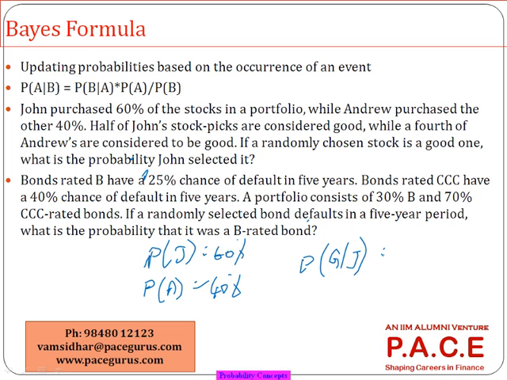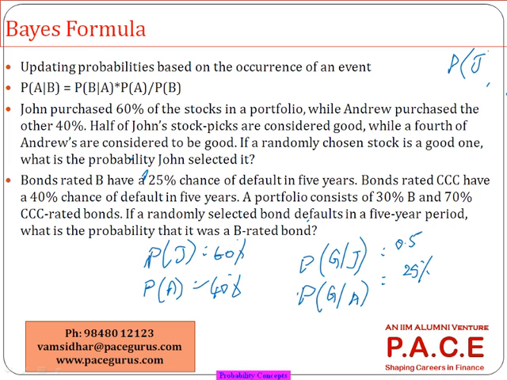Given John's pick, the probability that it is good is 50%, while 1/4 of the Andrew stocks are considered to be good. Given an Andrew stock, the probability that it is good is 25%. Okay, if a randomly chosen stock is good, so it is given that it is good, what is the probability that John selected it?